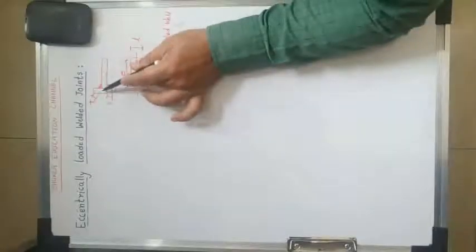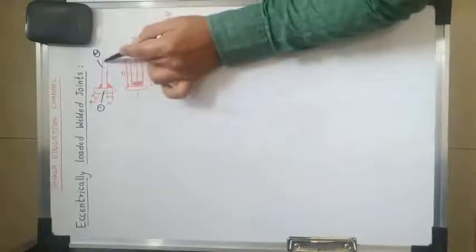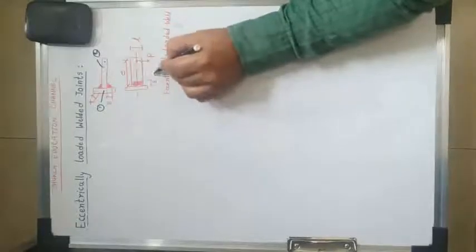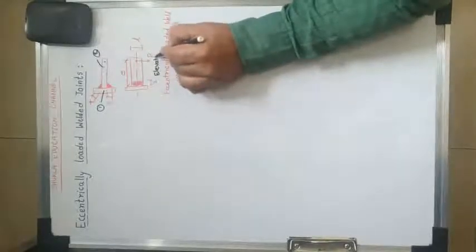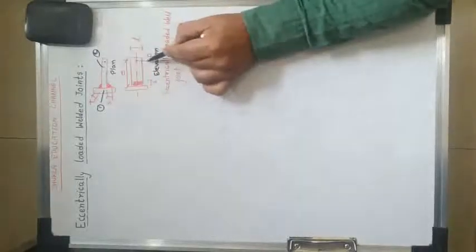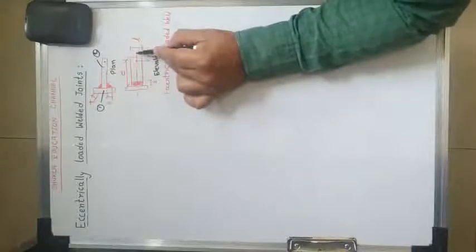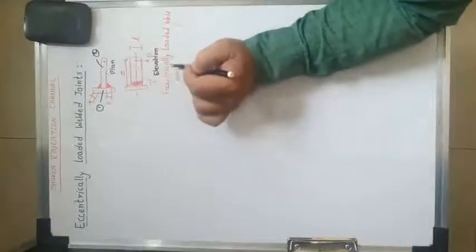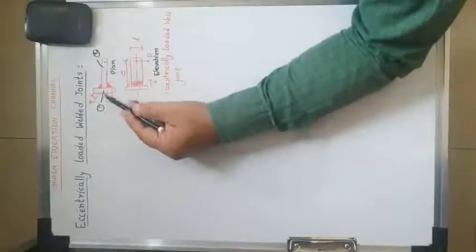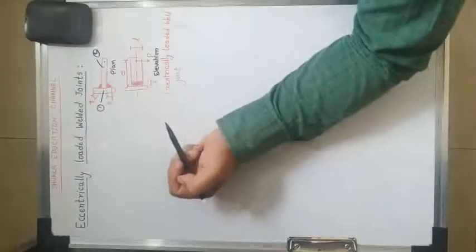If you see, this is plate number 1, this is plate number 2. Load is from this point. This is the elevation and this is the plan. In elevation, this is the load acting. The distance between the welding joint and the load is E, that is eccentricity. L, S and T, as you know, are the length, size of weld and throat thickness.